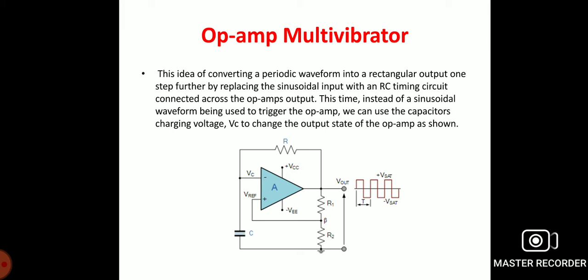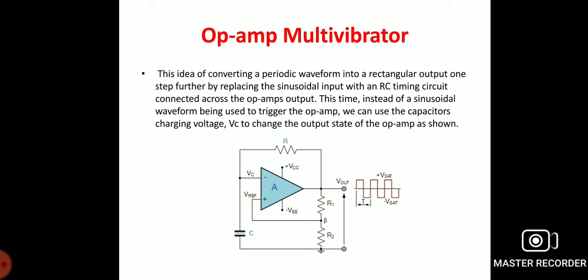Here is the circuit diagram using the operational amplifier. The inverting terminal is connected to the feedback resistance, and the reference voltage is connected to the load resistance of series R1 and R2, and then the capacitor is connected to the input and output voltages. So the operation of this multivibrator.